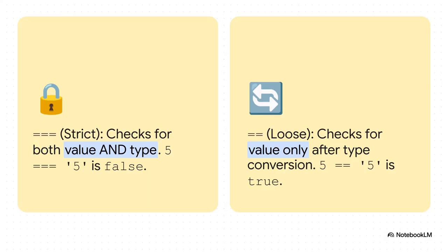Okay, pay attention, because this is one of the most important concepts in all of JavaScript. Strict equality, the triple equals, is like a super strict security guard. It checks for the value and the data type. So to the triple equals, the number 5 is absolutely not the same thing as the text character 5. But loose equality, the double equals, is a lot more relaxed. It tries to be helpful by converting the types to see if they can match. And that can cause some seriously confusing bugs.